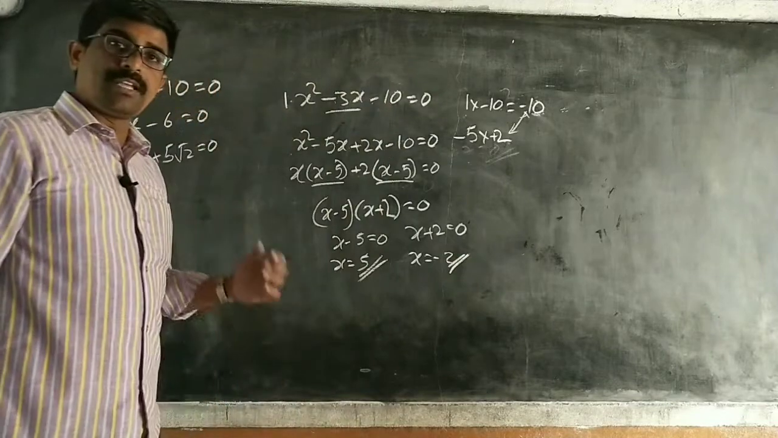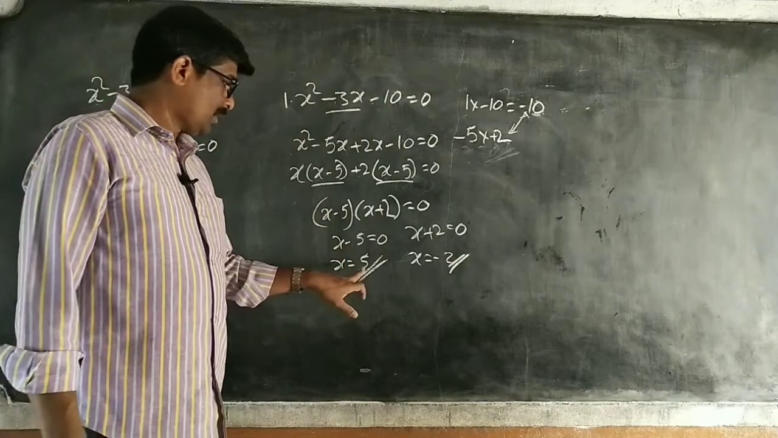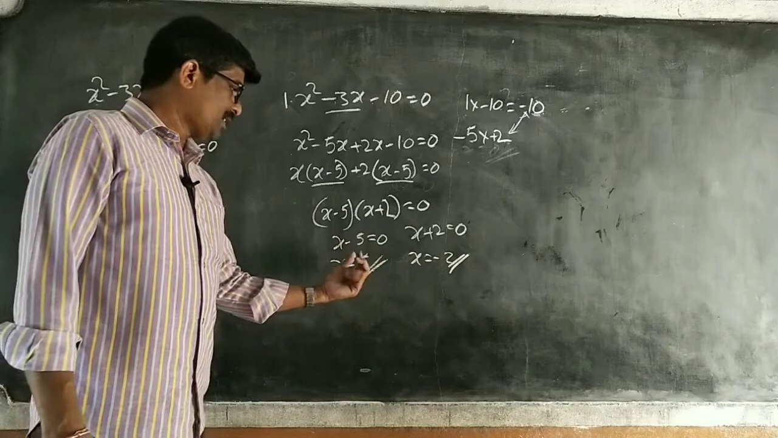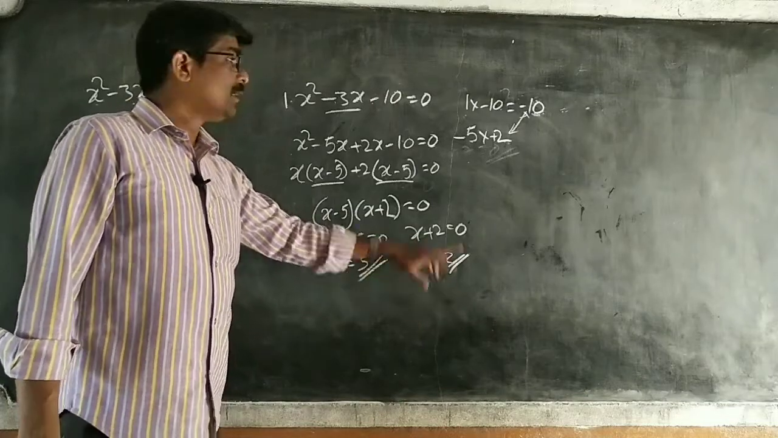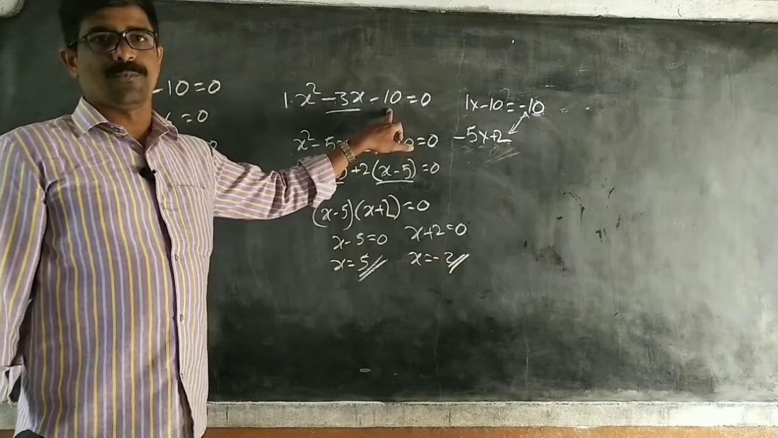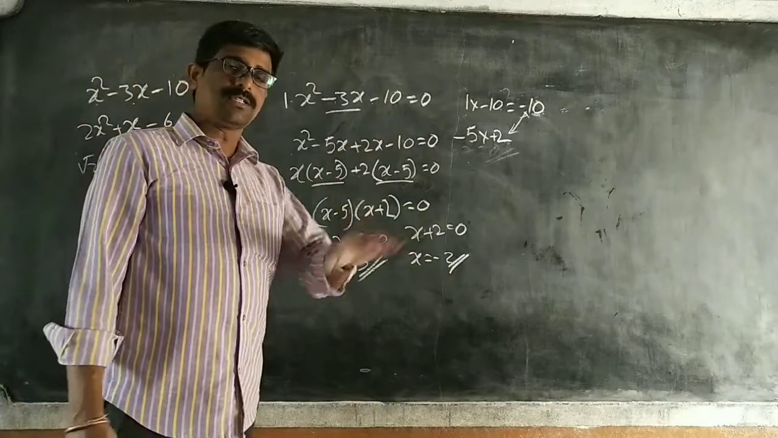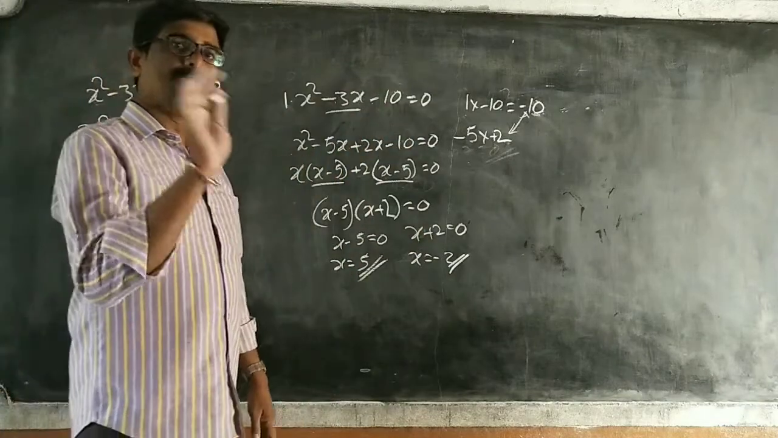What are the roots of the quadratic equation? Roots are zeros: 5 or minus 2. If we substitute 5 or minus 2, then the value should be 0. Okay? If you have any doubts, go and do the verification.